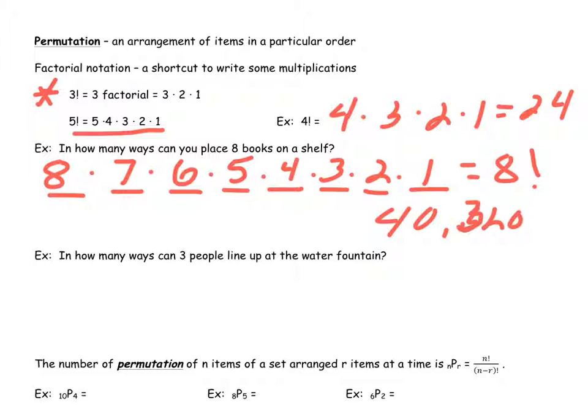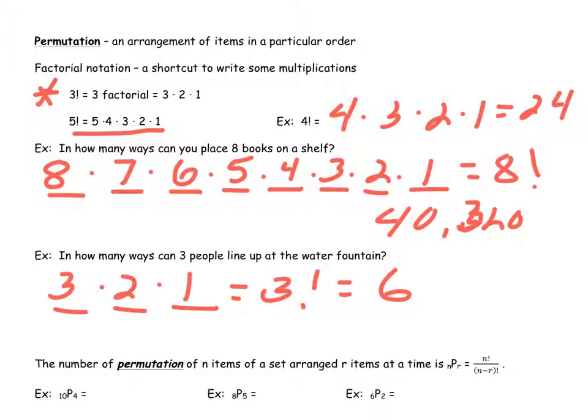So how many ways can we line 3 people up at the water fountain? Again, 3 places, 3 ways to choose that first person, 2 ways to choose the second person, 1 way to choose the third person, which is the same as 3 factorial, or 6 different ways.